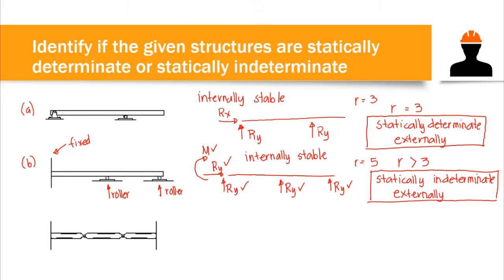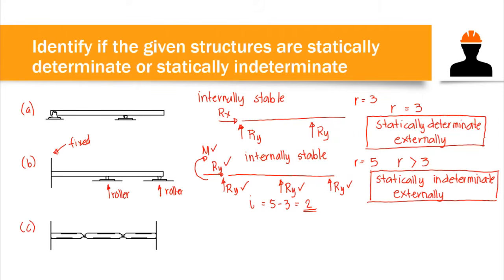Take note, our reactions here are 5, correct? And that is 2 more than the number of equilibrium equations. So the degree of indeterminacy is equal to 5 minus 3, and that is 2. That is our degree of indeterminacy, or our beam is indeterminate to the 2nd degree. Now, how about figure C?